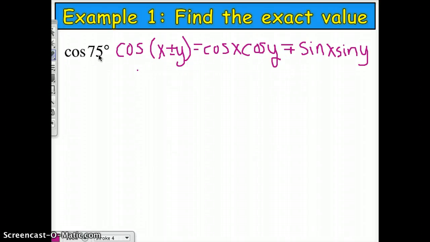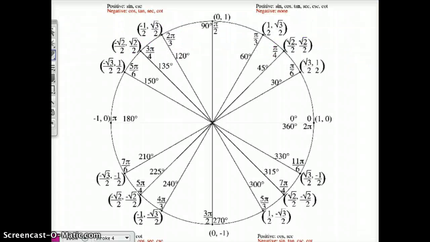Now, I want to rewrite 75 as the sum of two special angles, or the difference. So if I flip back to my unit circle, I can make 75 by adding 45 and 30. 45 plus 30 is 75. So that's what I'll do. There could be other correct answers, like 120 minus 45. So that would work too, but I'll stick with the 45 plus 30. You'll get the correct answer with whichever one you choose.